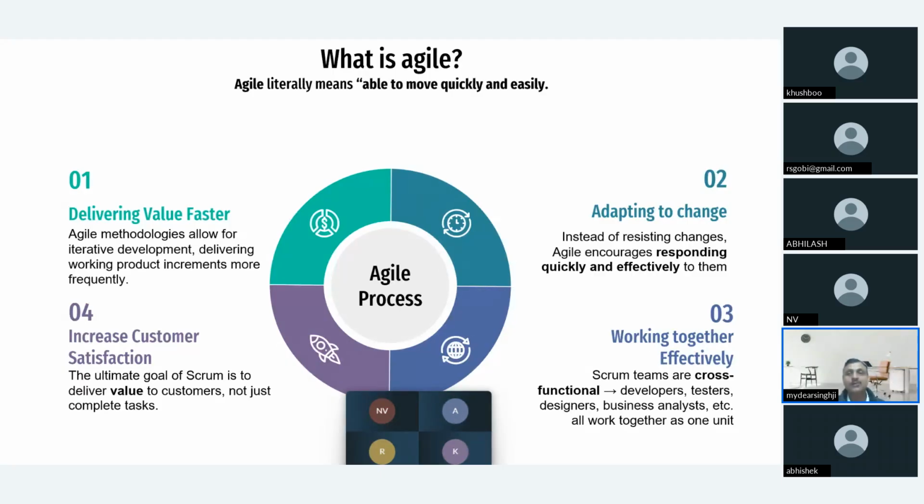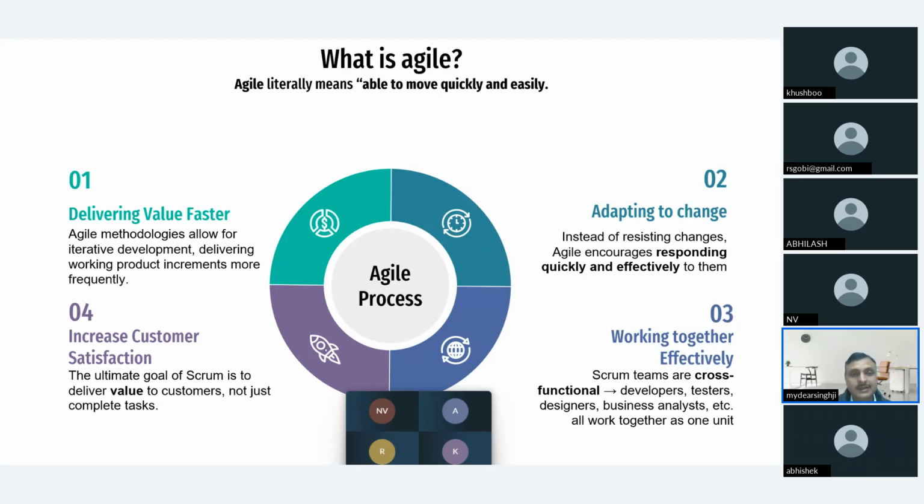The third thing is working together effectively. In Agile, the whole cross-functional team, developer, tester, designer, business analyst, even the infra team, all come together and deliver some value. One Agile framework is Scrum. It says that a Scrum team is cross-functional, with developer, tester, designer, business analyst, etc. all working together as one unit.